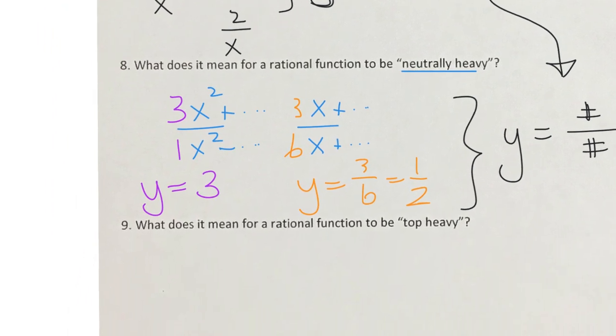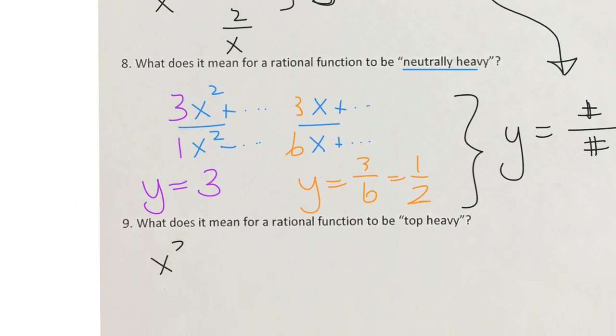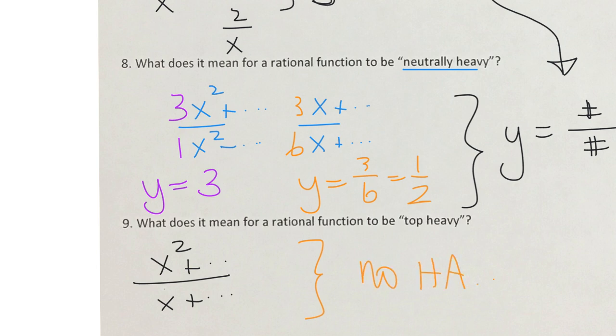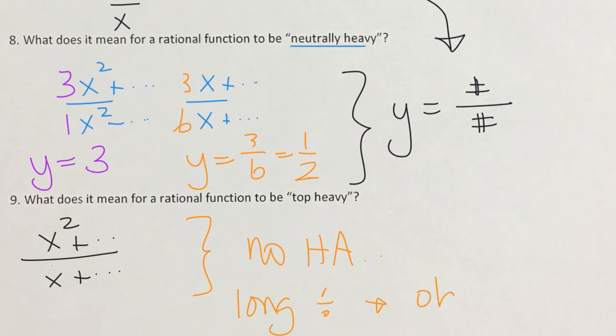And lastly, we have a top-heavy one, which means that the power in the numerator is greater than the power in the denominator. Okay, top-heavy. In this case, we have no horizontal asymptote. We're going to have to use long division in order to calculate or find the equation for the oblique asymptote.